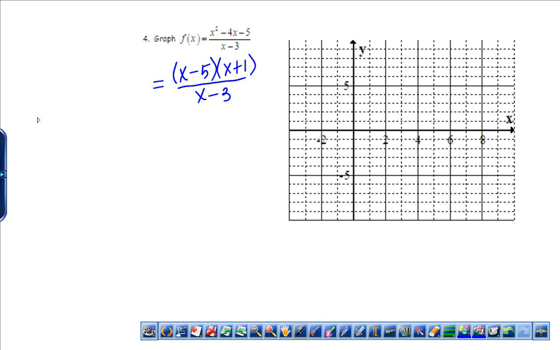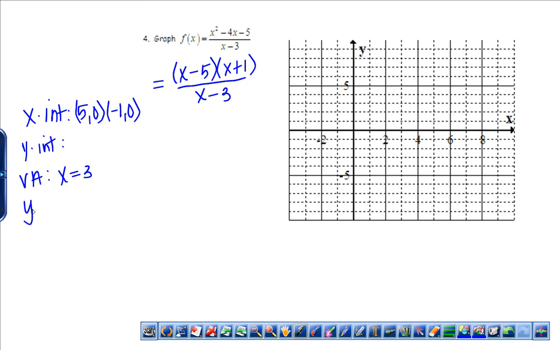I factored. The next thing it says to do is to find your roots. That's your x-intercepts. Now, you can go in a different order, I'm just trying to follow that Frady. So that's going to be 5, 0, and that's going to be -1, 0. I'm going to go ahead and label y-intercepts, but I'm not going to use it yet. Okay, next thing it says is vertical asymptote, so x equals 3. Frady then says to do end behavior. That would be your horizontal asymptotes.